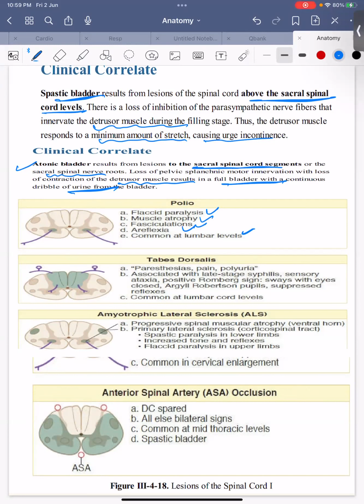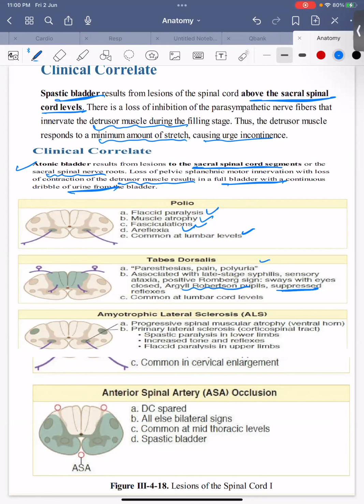Tabes dorsalis usually causes the damage to the dorsal root of the spinal cord. So that is the dorsal column medial lemniscus tract is involved. So it causes the paresthesia, pain, polyuria. It is associated with the late stage of syphilis. Patients have the positive Romberg sign because of the dorsal column. They will sway with the eyes closed. Argyll Robertson pupil is seen in the tertiary syphilis, and diminished reflexes will be seen at this level.